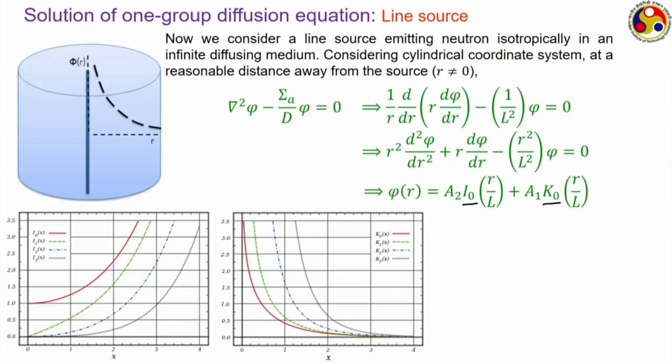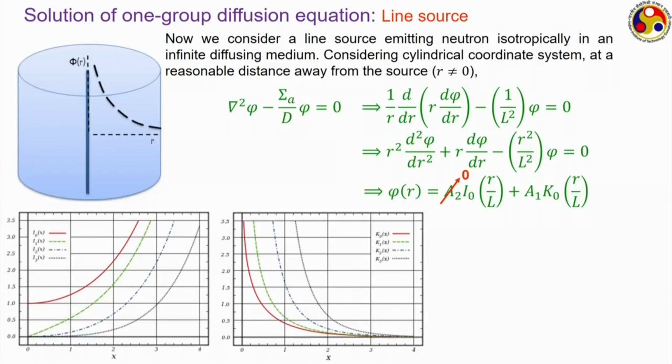Here I naught has a certain kind of form, which you can check from mathematics books, that it keeps on increasing exponentially with x, whereas K naught keeps on decreasing exponentially with x. Now, we know that x, or you can say r, in this particular coordinate system, keeps on increasing, so the neutron flux intensity should reduce, and hence I naught should not have any contribution, or rather this A 2 should go to 0, leaving only one term.